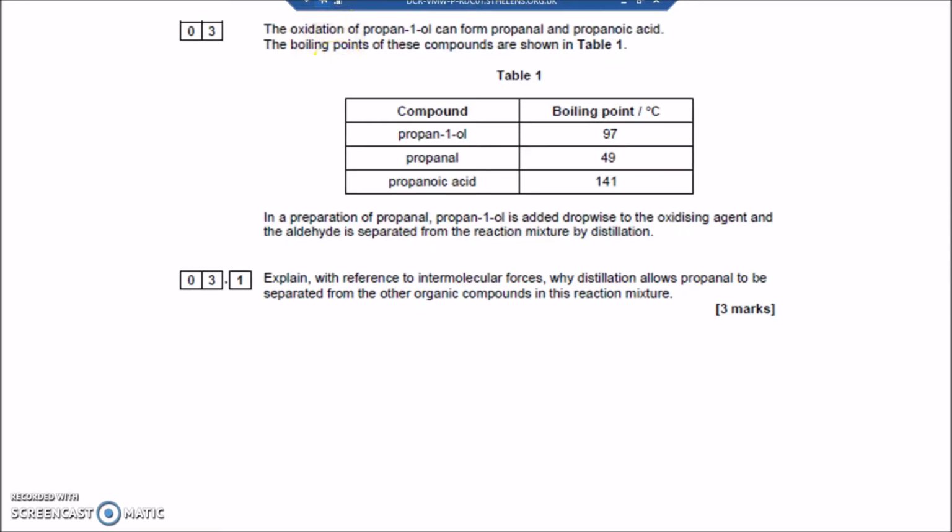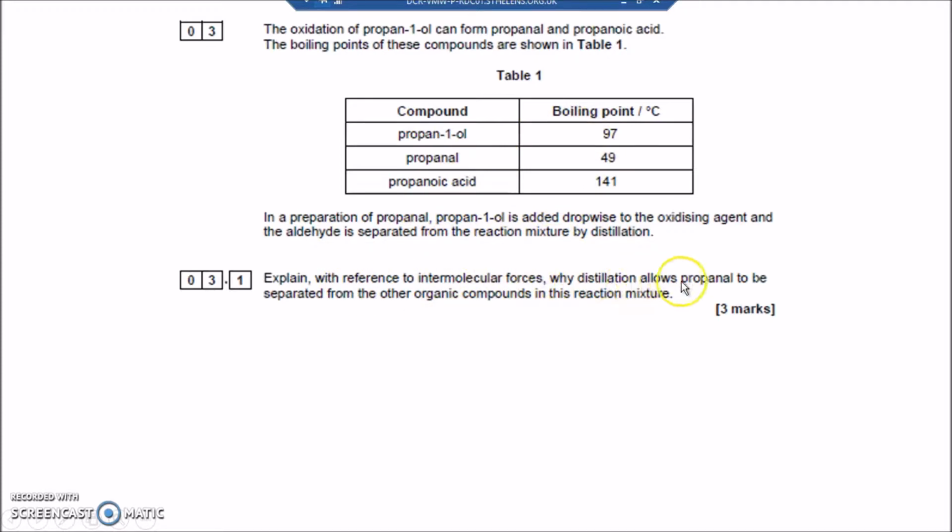Question number 3. The oxidation of propan-1-ol can form propanal and propanoic acid. So you're going to oxidize it with an oxidizing agent, probably something like acidified potassium dichromate, and reflux it. Keep heating it until it makes propanal and propanoic acid. The boiling points are shown below. So I've got 3 different boiling points of propan-1-ol, propanal and propanoic acid, and it said then the aldehyde, the propanal, can be separated from the mixture by distillation.